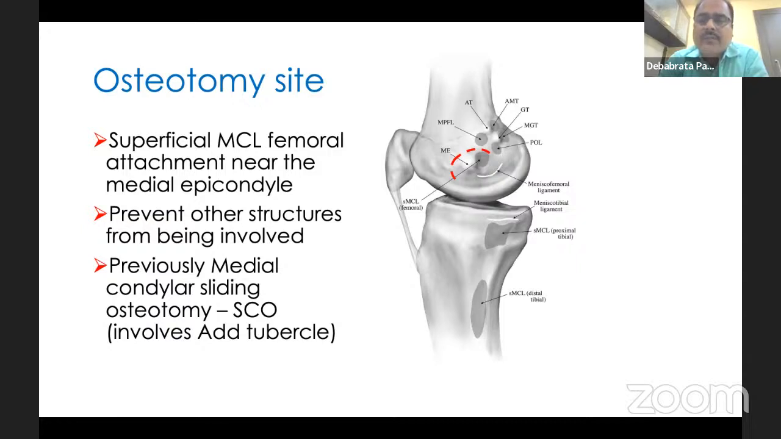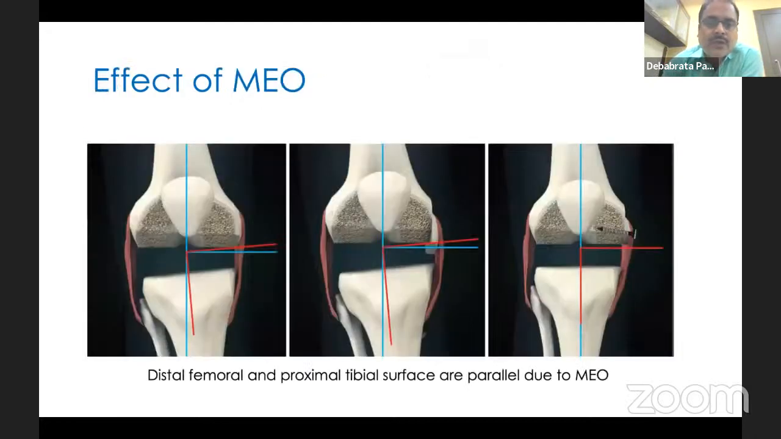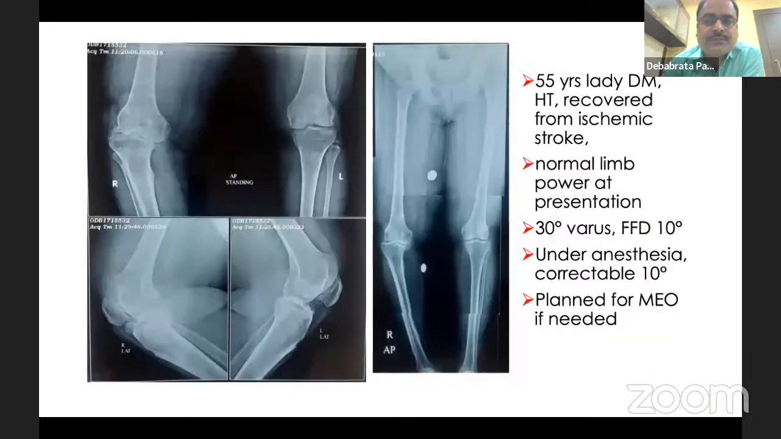So the difference in this osteotomy and the sliding condylar osteotomy is that we can decide on the osteotomy even after the release of the structures from the medial proximal tibia. So this diagrammatically shows the medial epicondylar osteotomy effect. A trapezoidal gap can be converted to a rectangular gap by a medial epicondylar osteotomy, both in flexion and extension. It may be fixed with a screw or may not be fixed also.